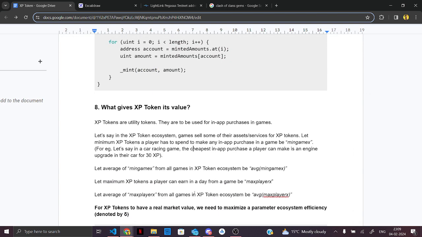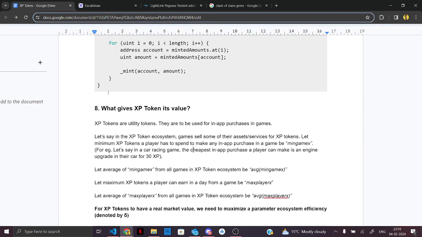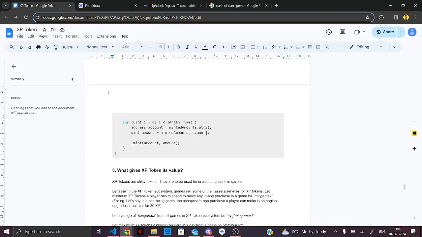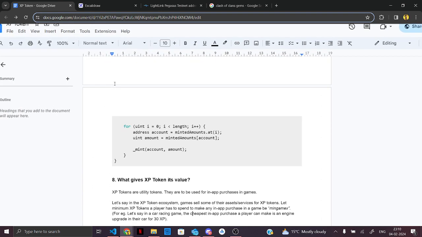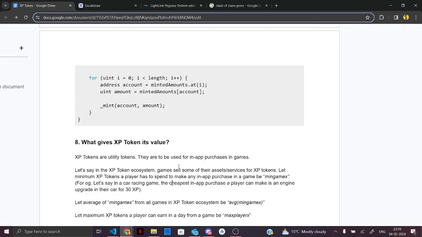But a very important thing to understand is what actually gives the XP token its value, because the XP token is actually a cryptocurrency. So what is giving it real world value? Because this is a utility token. This is not a token which will have a speculative value, or just because people want to buy or sell. So let's try to understand. As told, this is a utility token. They are to be used for in-app purchases in games.